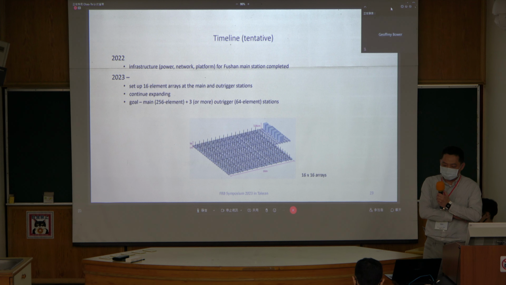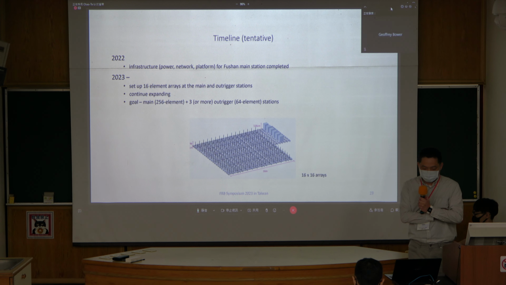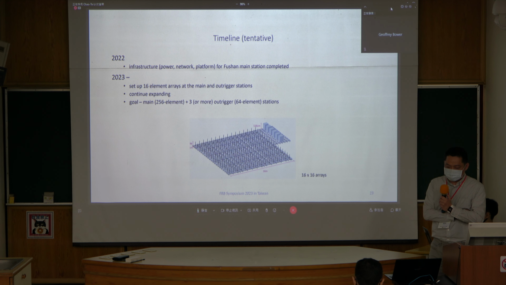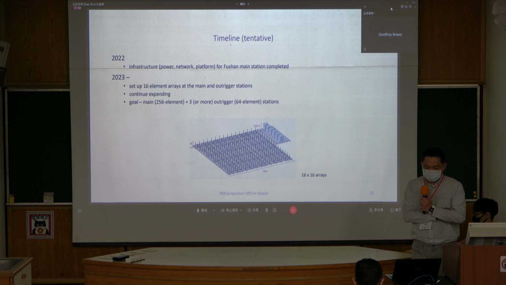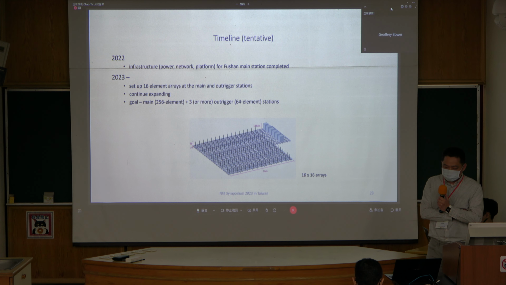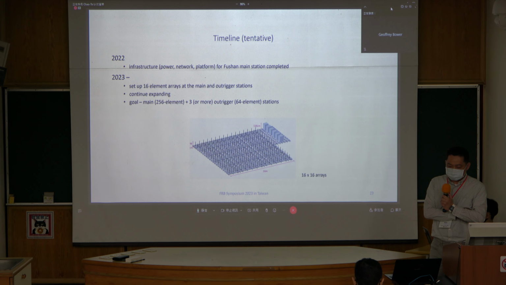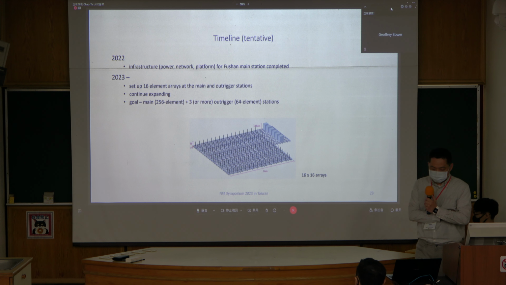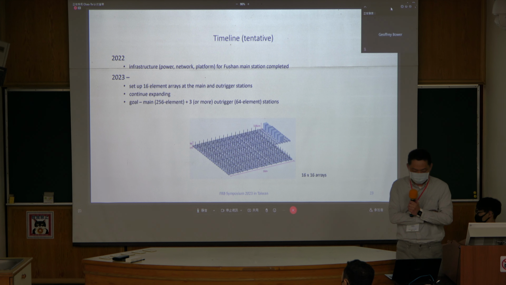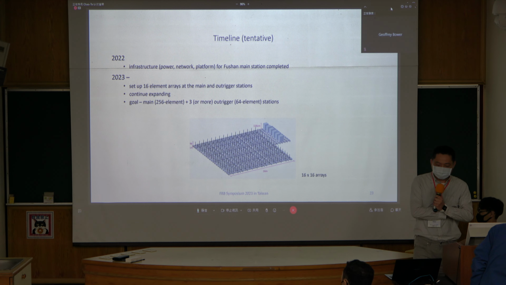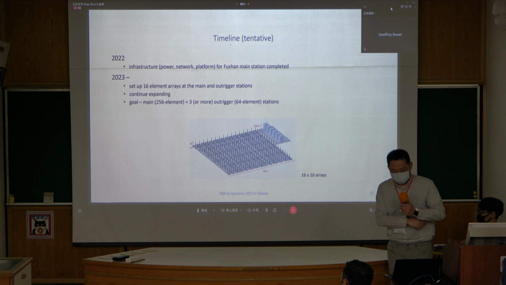The timeline: we completed the infrastructure of the main station last year. Beginning this year, we will start to set up a 16-element array in the main and the outrigger stations. And we will then continue expanding by adding more antennas and instruments. Okay, so that slide is our goal. Thank you.